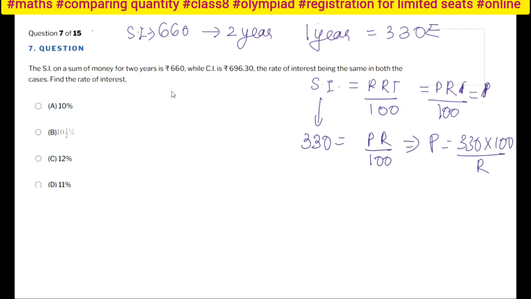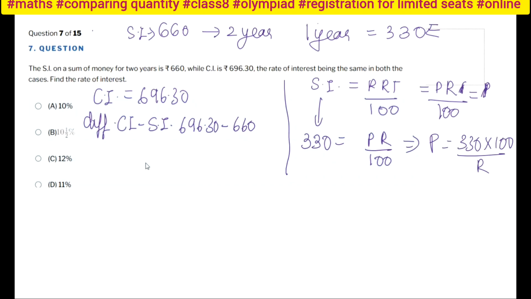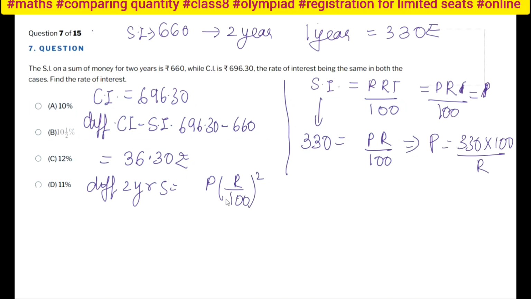Okay. Now see, they are saying CI is equal to 696.30. Is this okay? Now what is the difference between CI minus SI? 696.30 minus 660. Tell me the value. 36.30 rupees. Okay, so this difference is calculated for how many years? 2 years. So what will I get? PR by 100 twice, or I can say this difference is equal to 36.30.